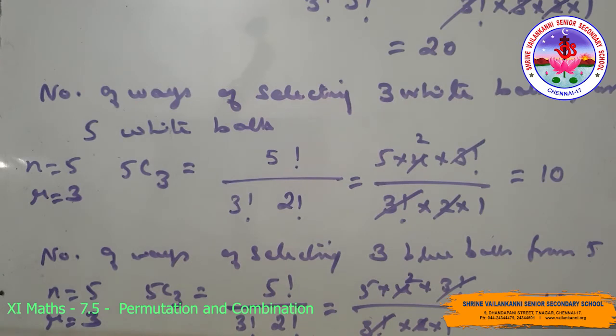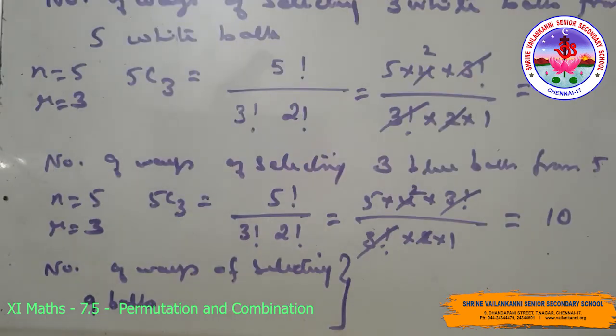So the number of ways of selecting 9 balls from 6 red balls, 5 white balls and 5 blue balls, and the selection should consist of 3 balls of each color. So using the fundamental principle of counting, we have 20 into 10 into 10, which is 2000 ways.